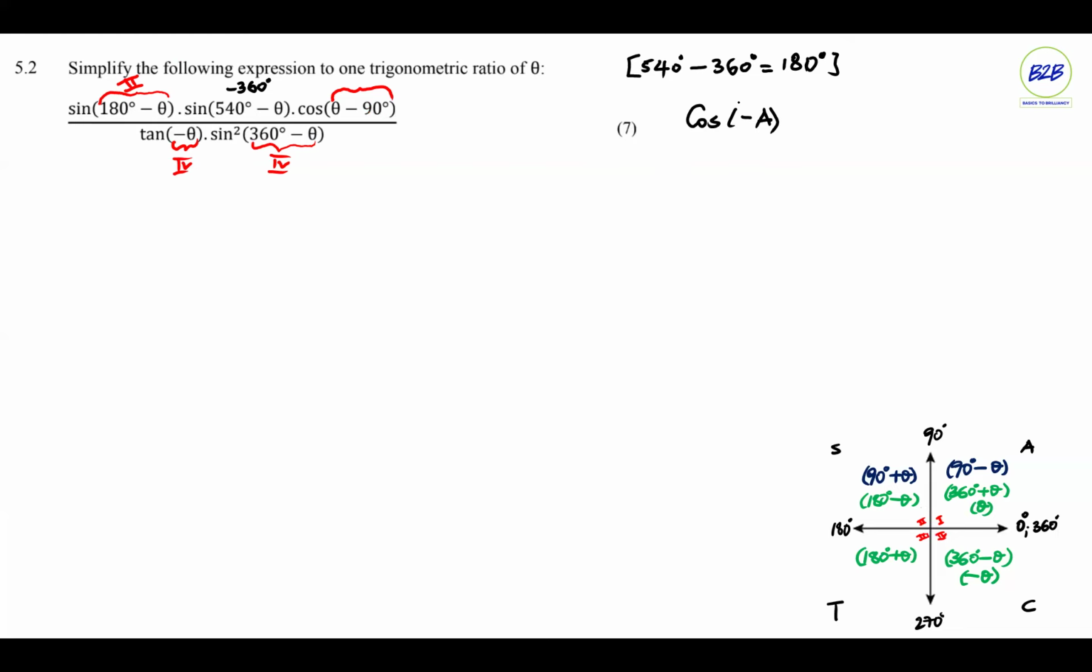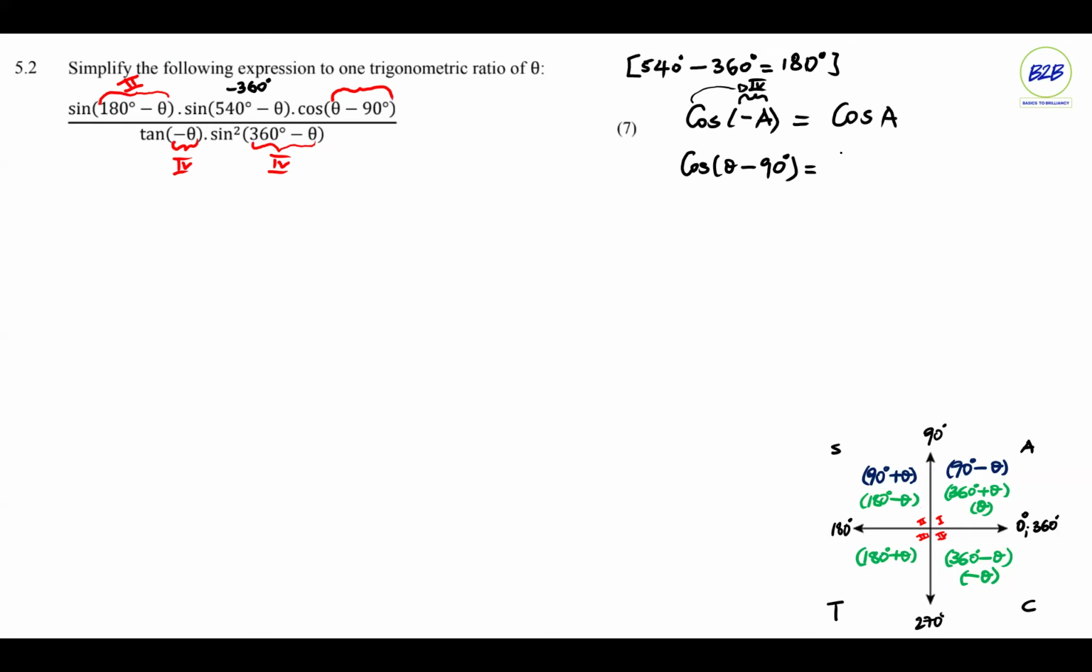Well, you would say negative A is the fourth quadrant. So cos in the fourth quadrant is positive. Therefore, our answer here is going to be cos A. So that is how you would deal with cos of negative A. Okay, with that being said, then how do we deal with cos of theta minus 90 degrees?